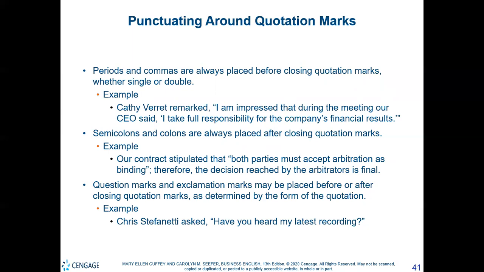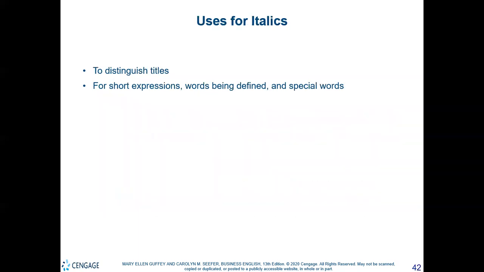Semicolons and colons are always placed after closing quotation marks. Example: Our contract stipulated that "both parties must accept arbitration as binding"; therefore, the decision reached by the arbitrators is final. Question marks and exclamation marks may be placed before or after closing quotation marks, as determined by the form of the quotation. Example: Steve Staffanati said, "Have you heard my latest recording?"